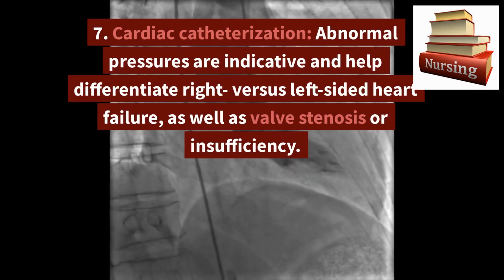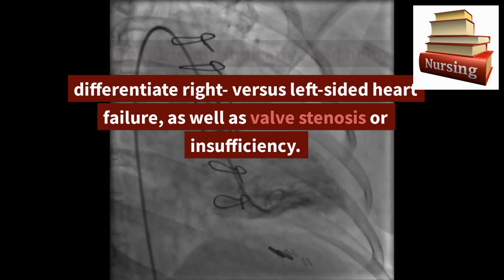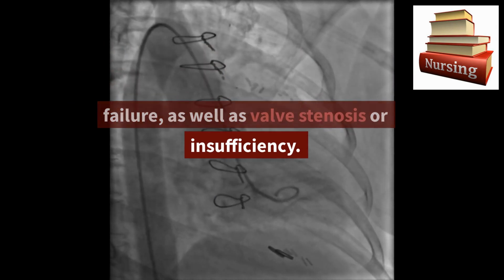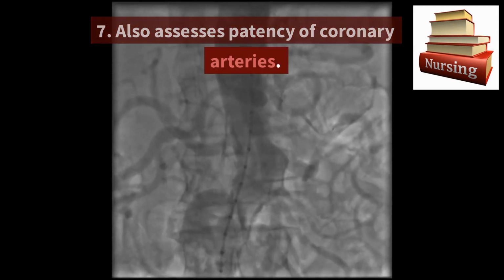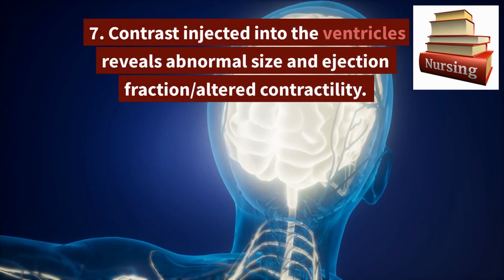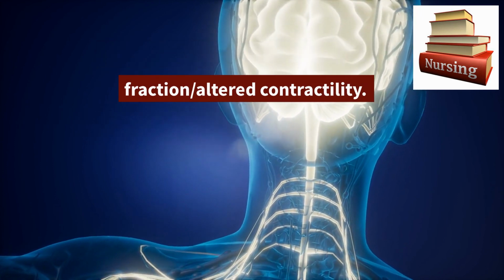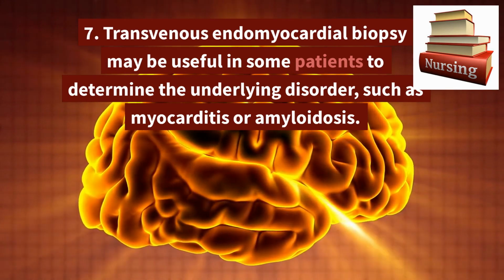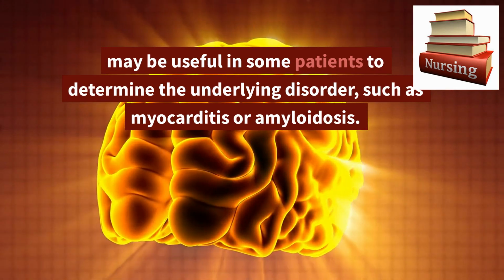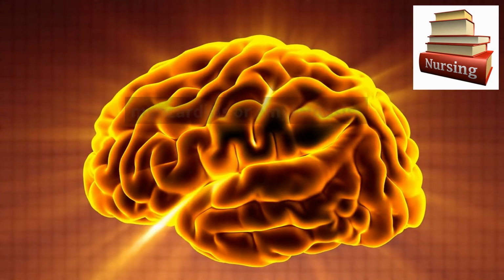7. Cardiac catheterization. Abnormal pressures are indicative and help differentiate right versus left-sided heart failure, as well as valve stenosis or insufficiency. Also assesses patency of coronary arteries. Contrast injected into the ventricles reveals abnormal size and ejection fraction or altered contractility. Transvenous endomyocardial biopsy may be useful in some patients to determine the underlying disorder, such as myocarditis or amyloidosis.